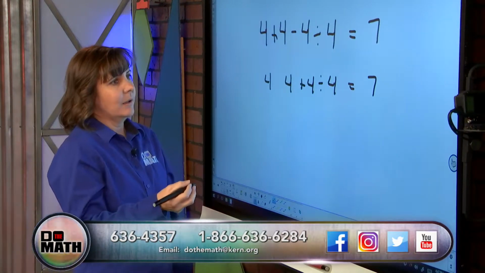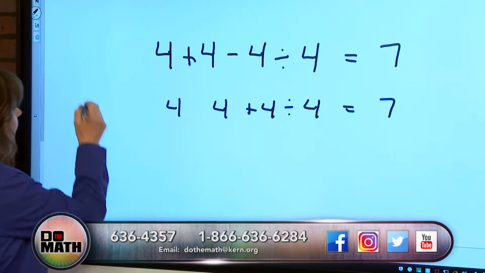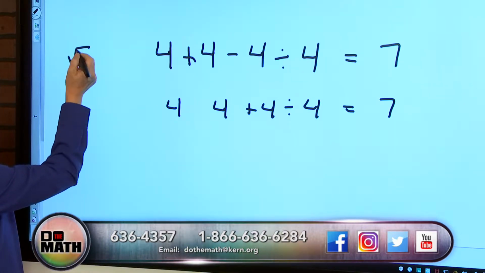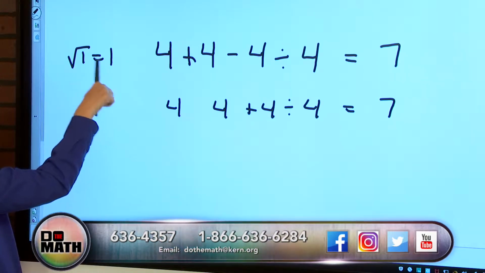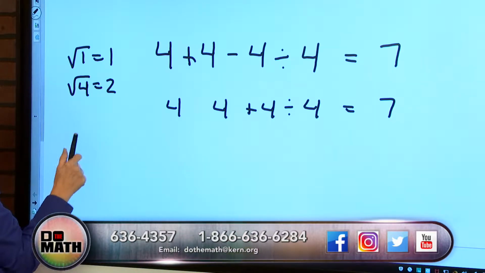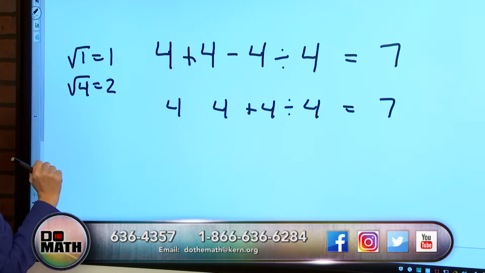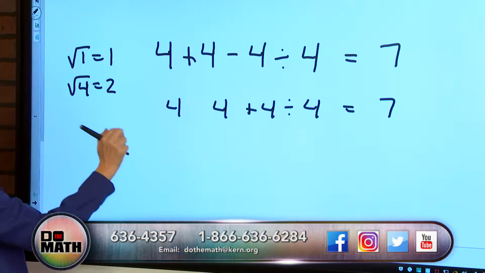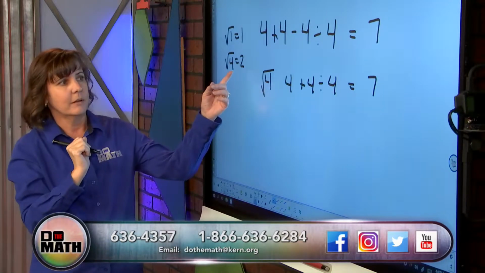So one of the things that you'll learn is square roots. Basically, the square root of 1 is 1 because 1 squared equals 1. Square root of 4 is 2 because 2 times 2 is 4. 2 squared is 4. Square root of 9 is 3. 3 squared is 9. So I know that if I put a square root symbol around one of these, I'm going to get a 2 out of it.